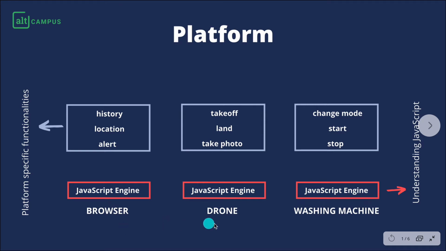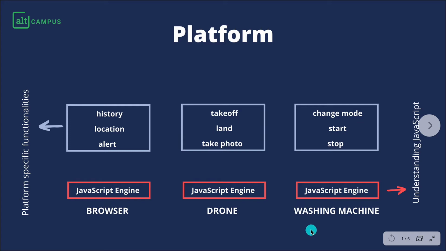Similarly, if you go ahead and try to make a drone understand JavaScript, you will need a JavaScript engine. But the extra functionality that you will need for a drone will be very different from browsers. You will need something like take off, land, take photo, come back, or something of that sort. Similarly, in a washing machine, you will need extra functionalities like change mode, start, or stop. So these are different platform specific functionalities that we need to run on any platform.